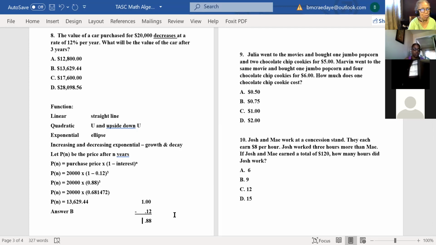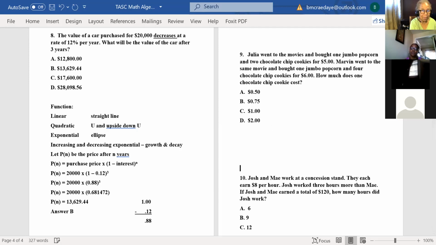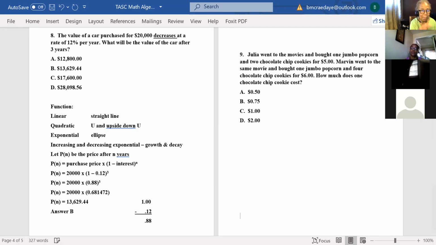All right. Did anyone do number 9? Julia went to the movies, bought one jumbo popcorn and 2 chocolate chip cookies for $5. Marvin went to the same movie, bought one jumbo popcorn and 4 chocolate chip cookies for $6. How much does 1 chocolate chip cookie cost? How would you set it up?